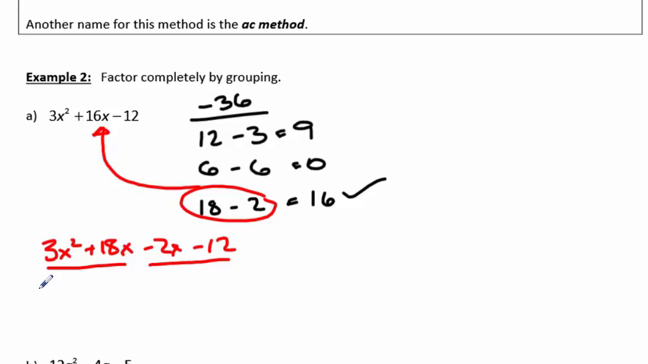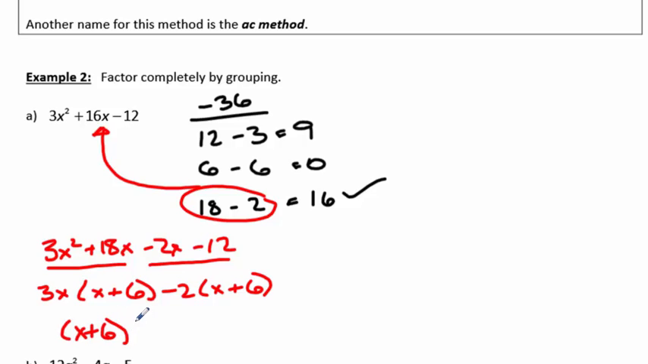The first group can both be divided by 3 and x. So it'll be 3x times x plus 6. And I divide them both by 3x. The second two terms can both be divided by negative 2. So if you divide out negative 2, you're going to get x plus 6. You can see that you have the same group right here, x plus 6. So we're going to factor into x plus 6 times 3x minus 2.